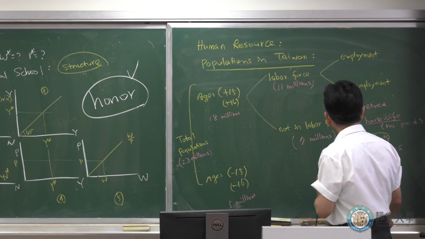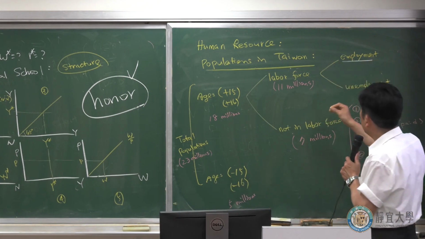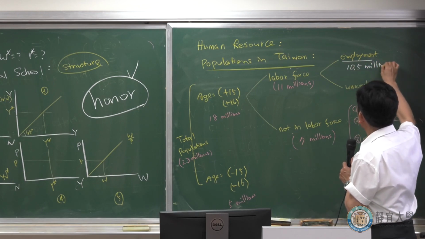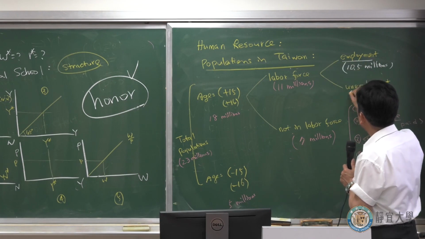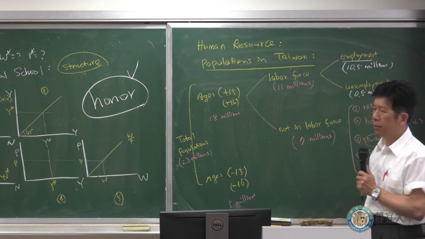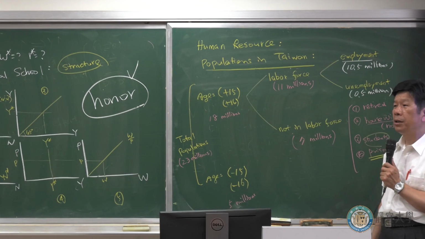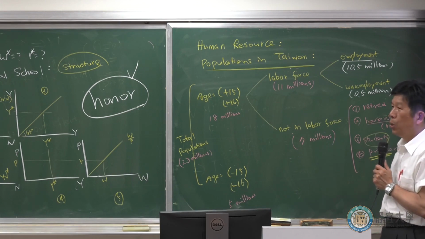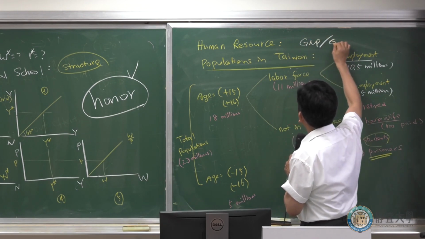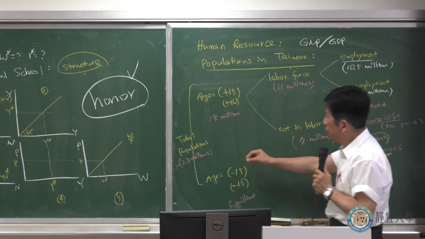How many people are in employment in Taiwan? We have 10.5 million employed, and 0.5 million unemployed. So this is the Taiwan story. You can try to look at who can produce the GNP or GDP. Who? You can look in Taiwan.